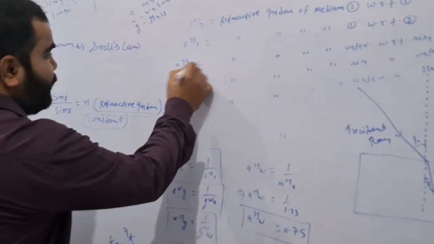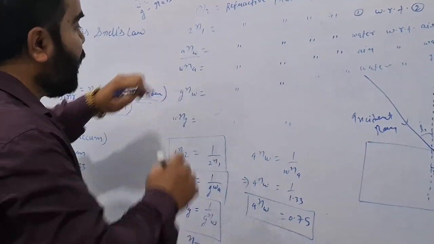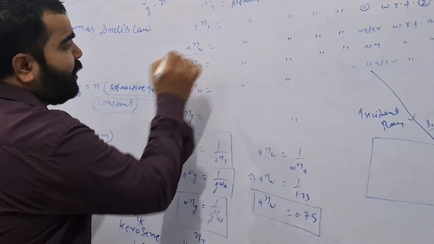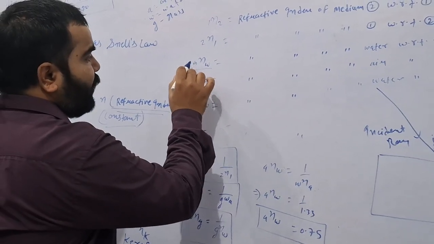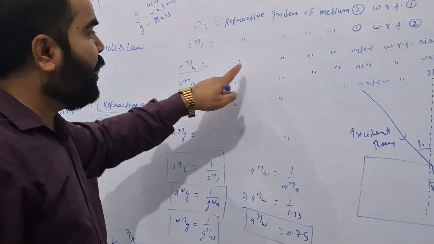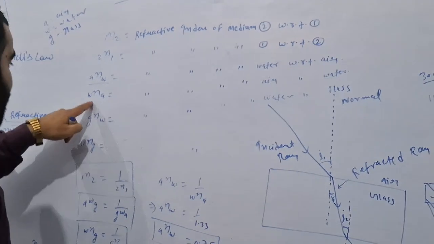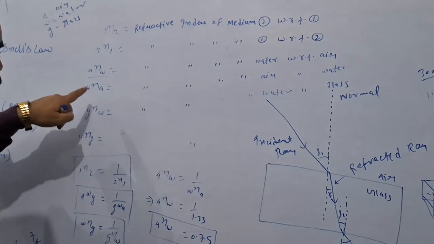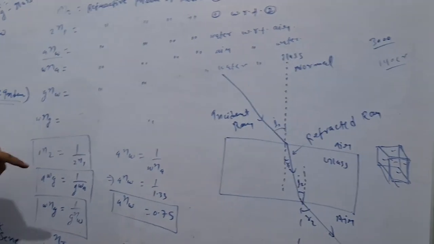Similarly, if it is a w, here light is going from air to water, but this is the refractive index of water with respect to air. Refractive index of water with respect to air. Just opposite of that, refractive index of air with respect to water.